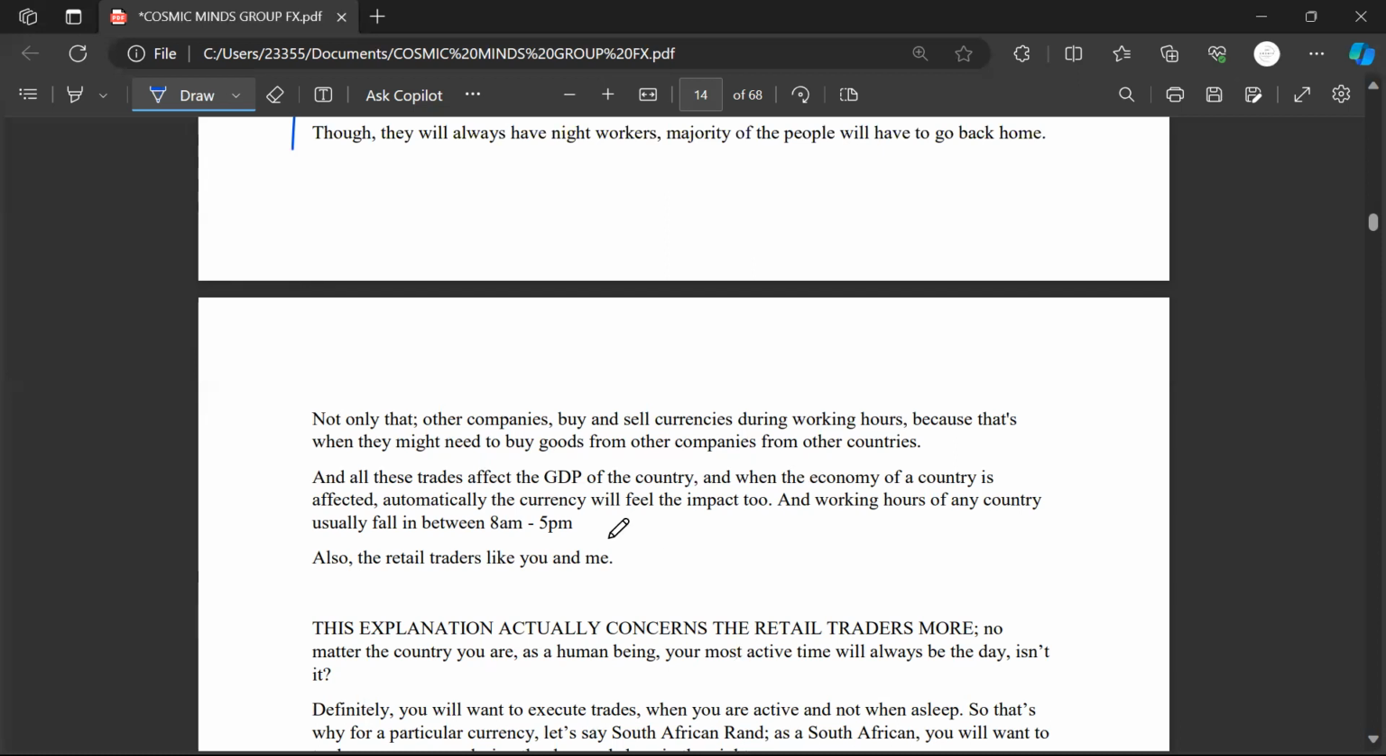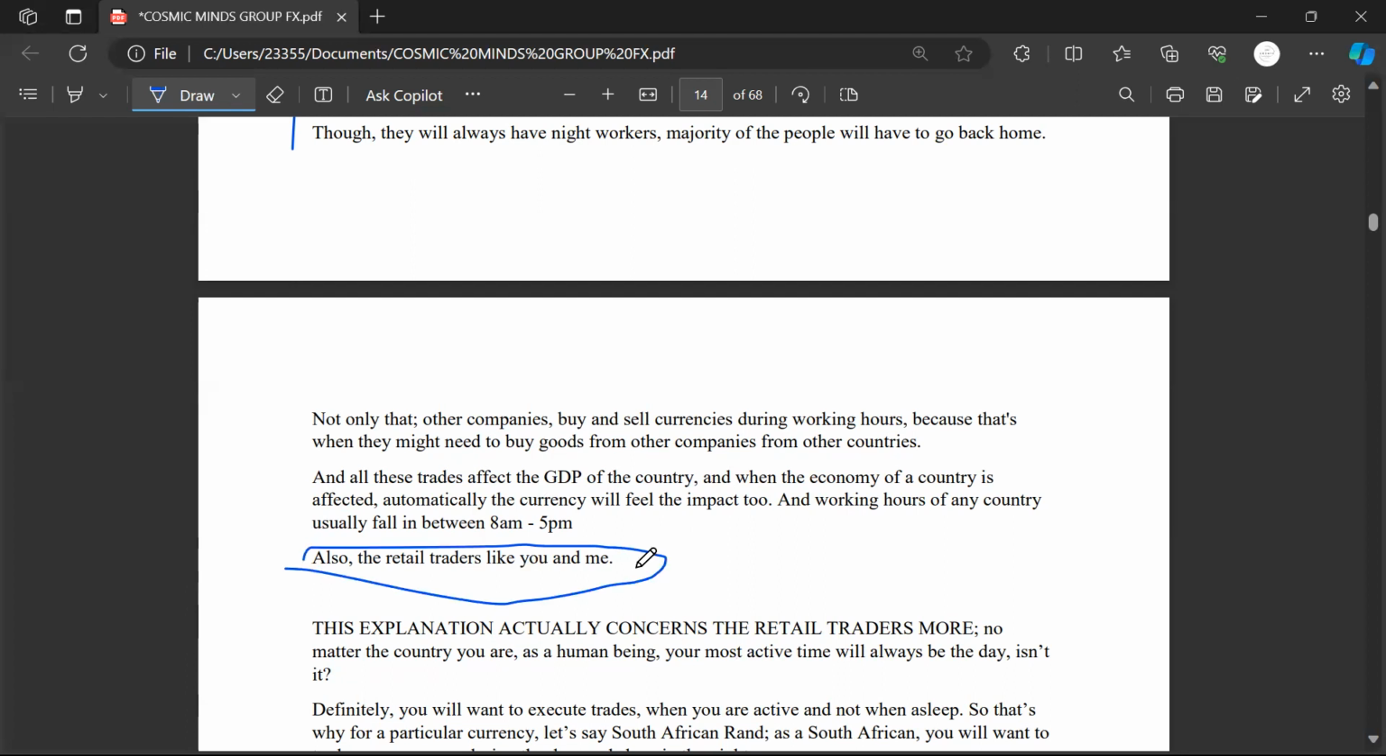Gross domestic product, that is it, of the country. If you don't know what it is, you can look it up on Google or YouTube. And when the companies of a country are affected, automatically the currency will feel the impact too. And working hours of any country usually fall between 8 a.m. and 5 p.m. Right? So the traders also, it affects us.